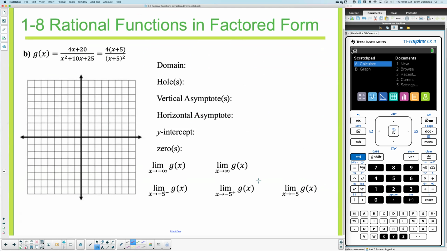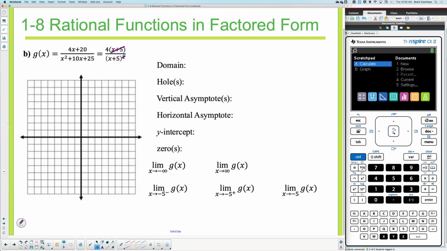Let's look at part B. All right, look at this equation. What do you see we could do? Take a look at the factored form here. What can we cancel out? An x plus 5 with this x plus 5? What does the squared mean? Two. There's two of them. So this x plus 5 would cancel with one of these two x plus 5s.